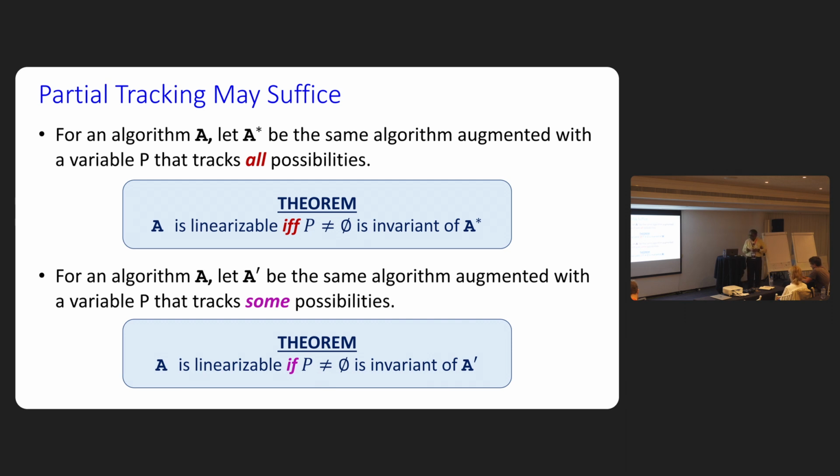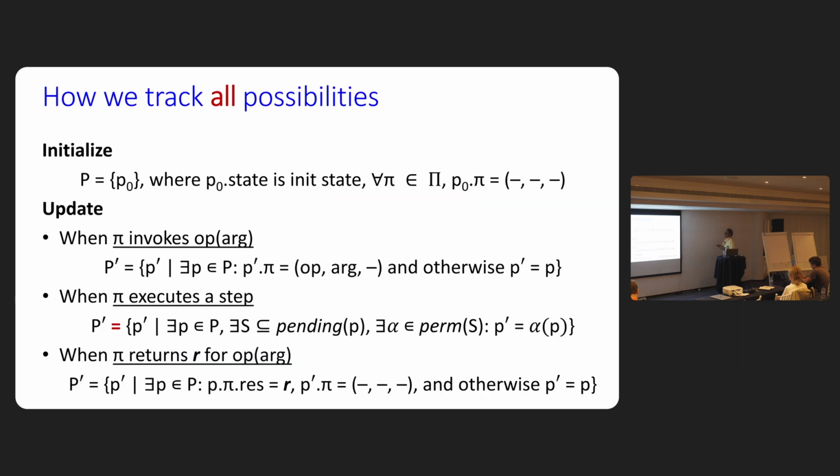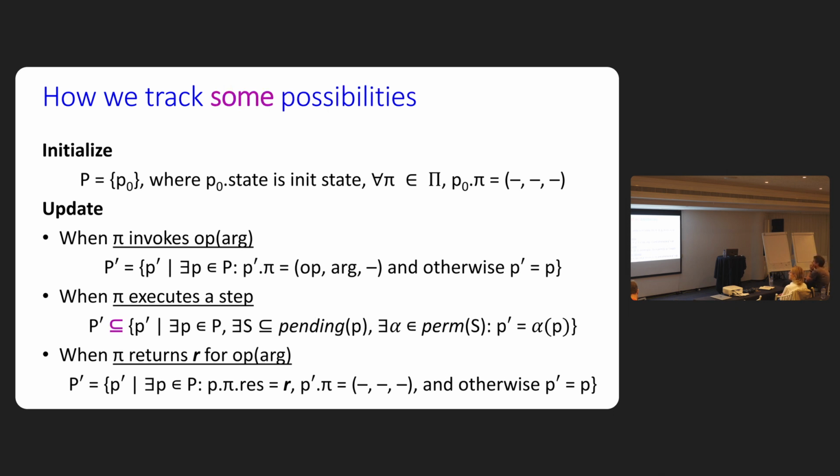So, how do you keep track of only some possibilities? Well, the initialization rule, the rule upon invocation and the rule for return remain the same. The rule for executing a step was that you throw in all the possibilities and you let P prime be that set. Now, if you only want to keep track of some possibilities, the only change is that instead of keeping all of these possibilities, you are free to choose any subset of those possibilities. Okay? It's completely up to you what subset you choose.